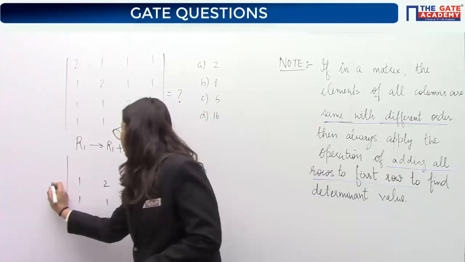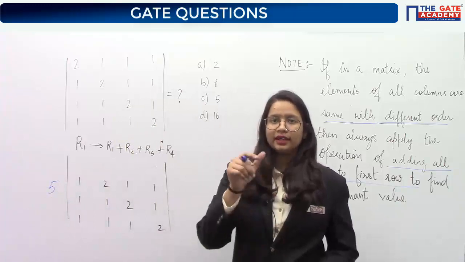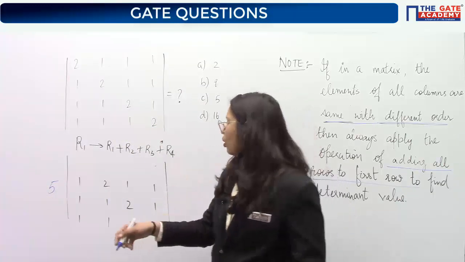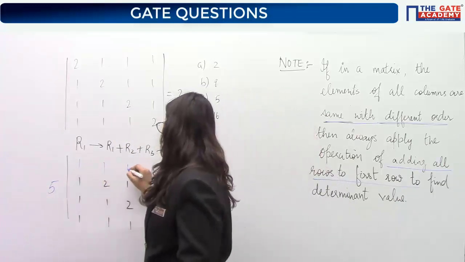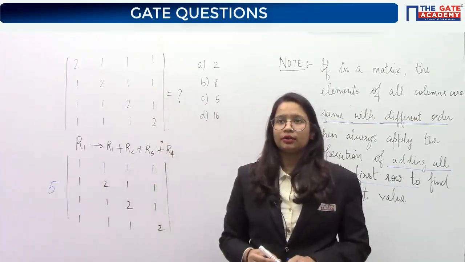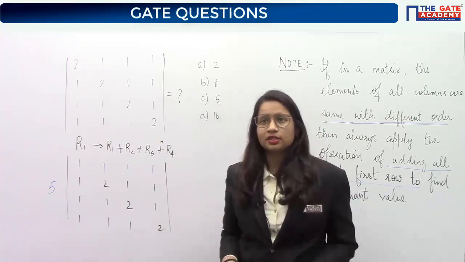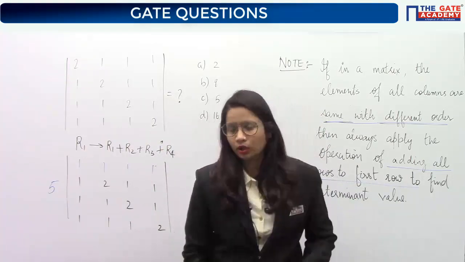We have seen that we can take an element common if it is common to each and every element of a particular row or column. So here it will be 1, 1 and 1, and now this determinant you need to calculate. If anyone is having any doubt in this, please ask, and write this note also.